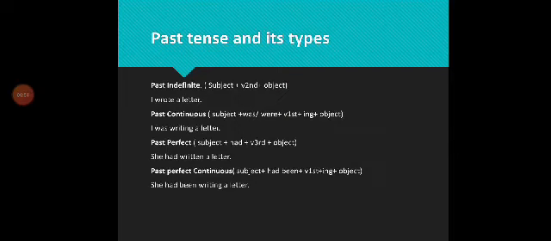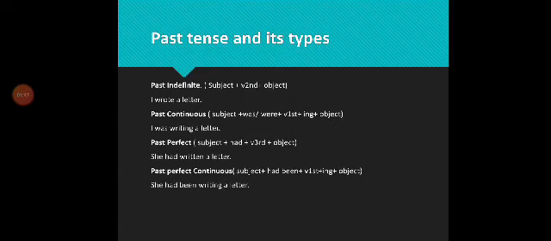Types of tenses. There are four types of tenses: past indefinite tense, past continuous tense, past perfect tense, and past perfect continuous tense. Past indefinite tense means an action that has been conducted in the past. I wrote a letter. An action that has been in a continuous form at a past time, that is past continuous tense. And the formula of past indefinite is subject plus verb second form plus object.